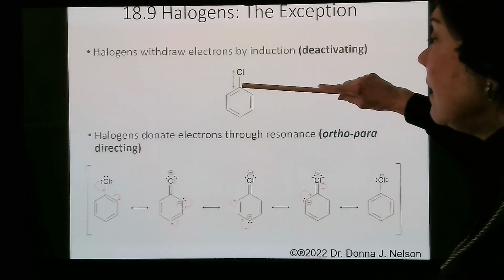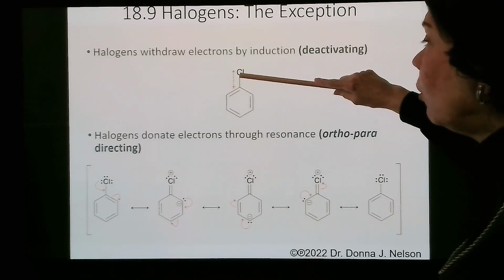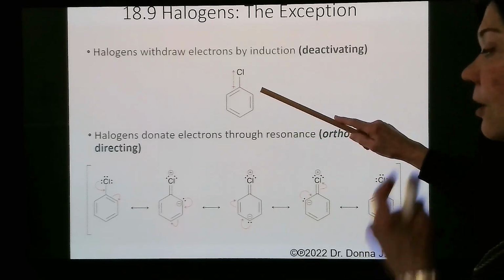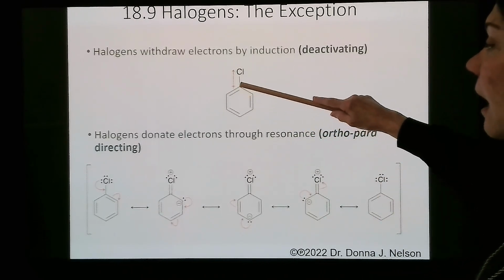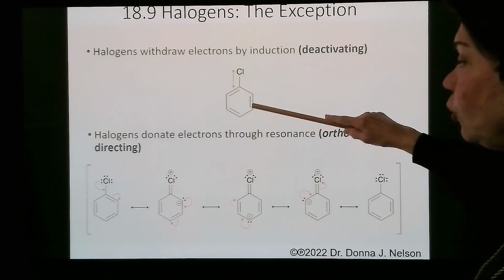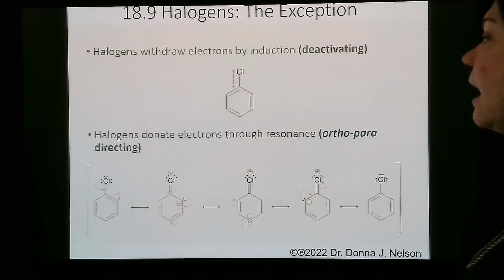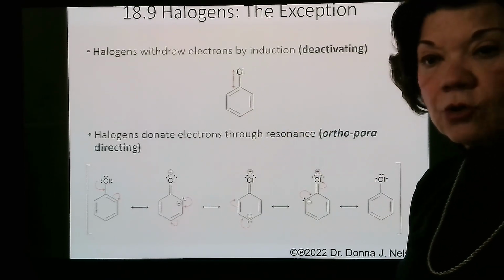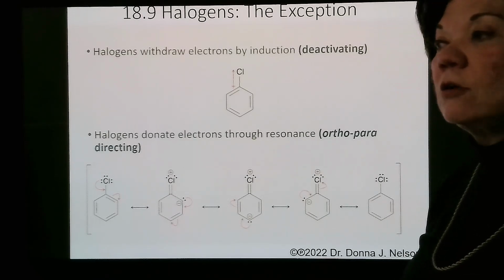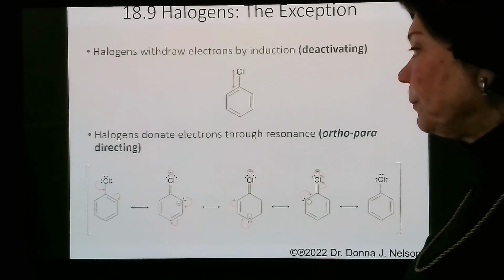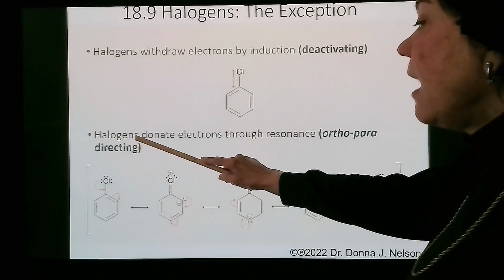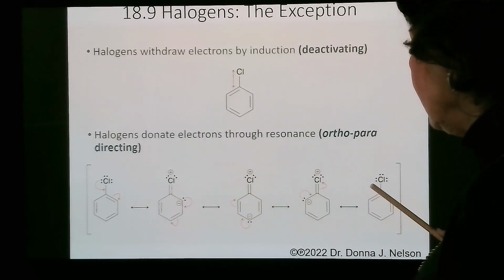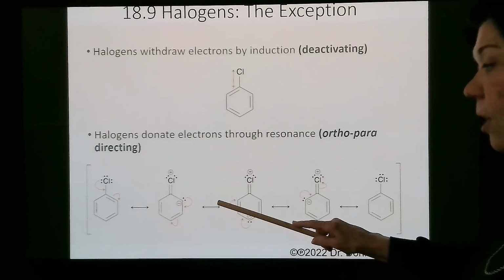So here you can see the electron withdrawal through the carbon-chlorine bond, using chlorine as an example. This causes the molecule to be deficient in electron density in the sigma system, and that will cause the pi electrons to be held more tightly, and that will cause the rate to reduce. Yet the halogens also donate electrons through resonance, as you can see depicted by these resonance structures.